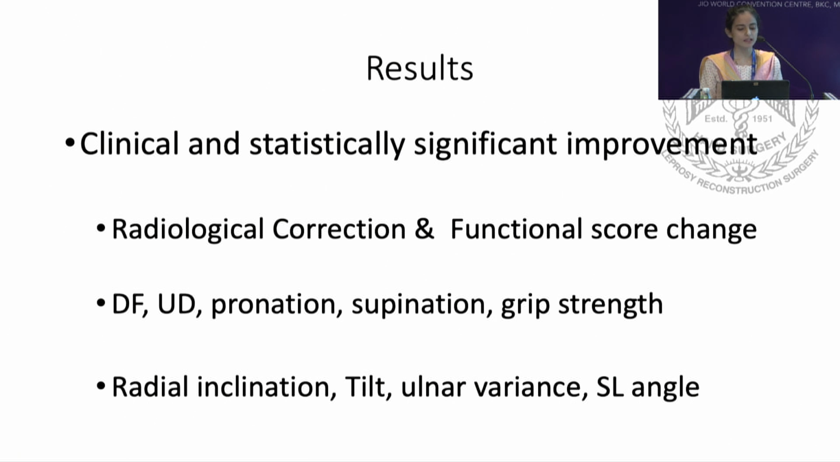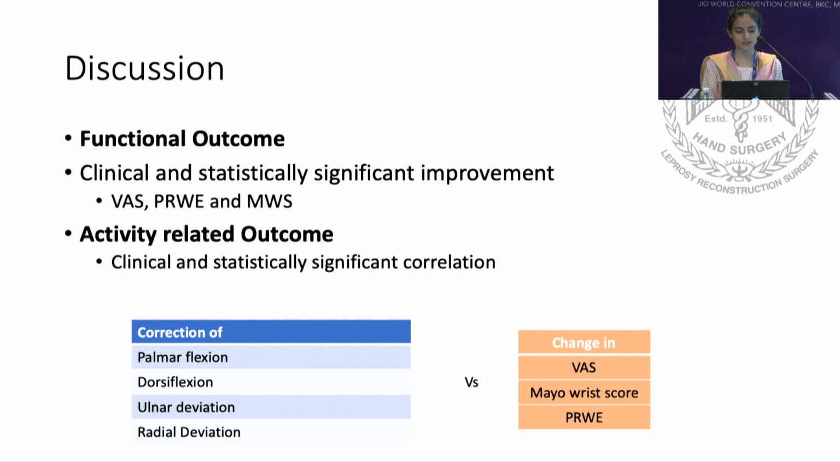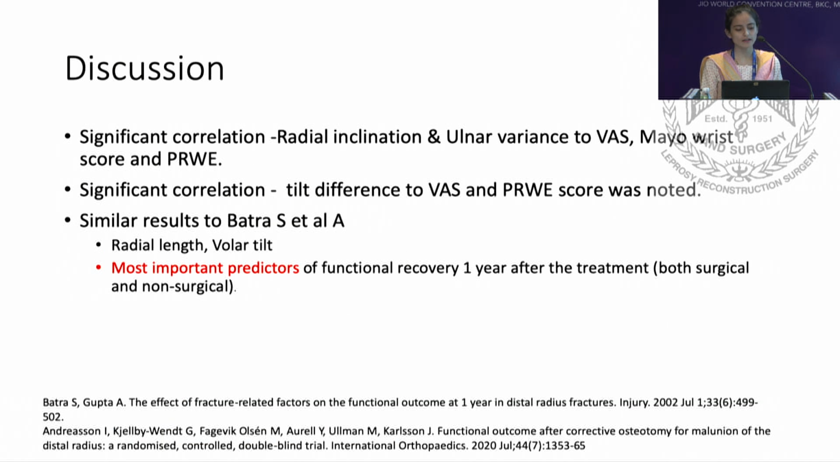The results showed clinical and statistically significant improvement in radiological correction and functional score change, that is dorsiflexion, ulnar deviation, pronation, supination, grip strength, and radial inclination, tilt, ulnar variance, and scapholunate angle measurements on radiological assessment. In the discussion, for functional outcome, we found significant improvement in VAS, the patient-rated wrist evaluation and Mayo wrist score, and in dorsiflexion, palmar flexion, ulnar deviation, radial deviation.